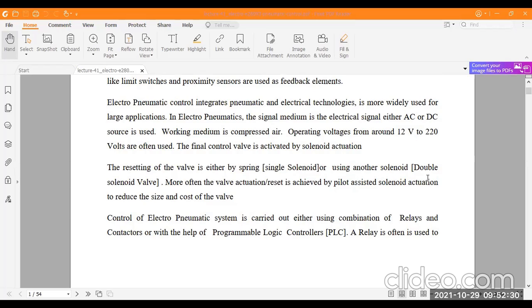Okay, and the operating voltage, when you connect to the electrical network, that is the electrical lines, requires 12 volts to 220 volts, which are often used. That means when you use a pneumatic valve or controller, it is application oriented and requires different operating voltage ranges. The operating voltage range is 12 volts to 220 volts, often used, and the final control valve is activated by solenoid actuation. Okay, so these are basically the introduction area of the pneumatic valves.